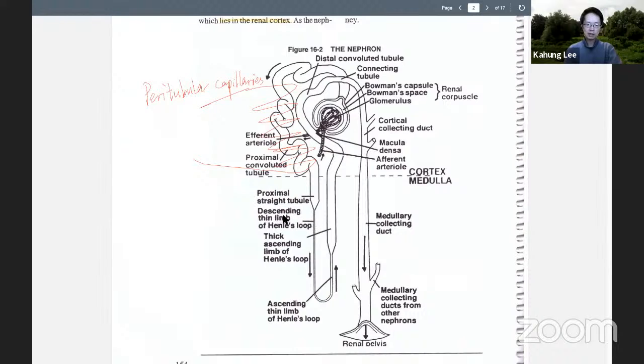The decreasing in diameter will cause a positive pressure again in this descending limb of loop of Henle. They call it Henle's loop. Loop of Henle is also okay. The descending limb of loop has a smaller diameter. When the filtrate goes from large diameter to small diameter, it will create a positive pressure, and that will also favor, in this case, we don't call it filtration. This is not filtration. This is not secretion. This is called absorption.